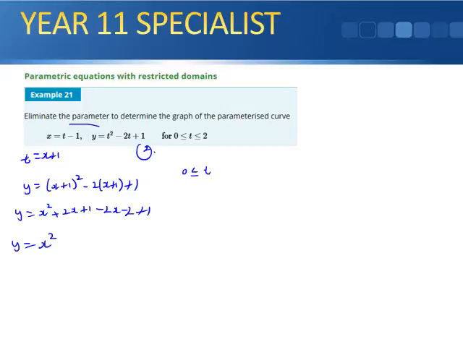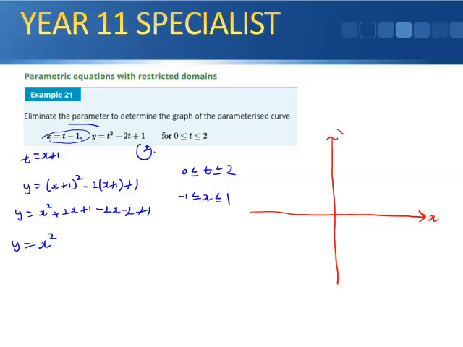Now t is between 0 and 2. I've got to find the x. I'm going to use this to find the x. When t equals 0, I get 0 minus 1, so I get negative 1, that's less than or equal to x, less than or equal to, and 2 minus 1 is 1, so that's the restricted function there. So if I was to graph this one here, you know me and my graphs, x, y, there's my 0 there, negative 1, 1, 1, 0, 0, so it starts there and finishes right there. There's that graph there.